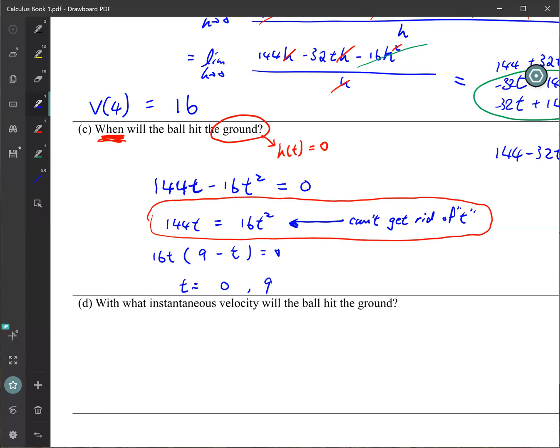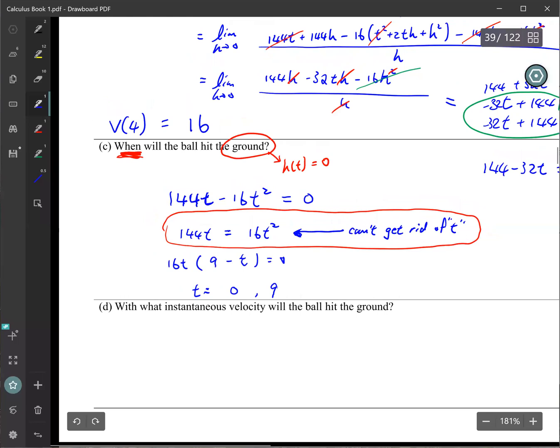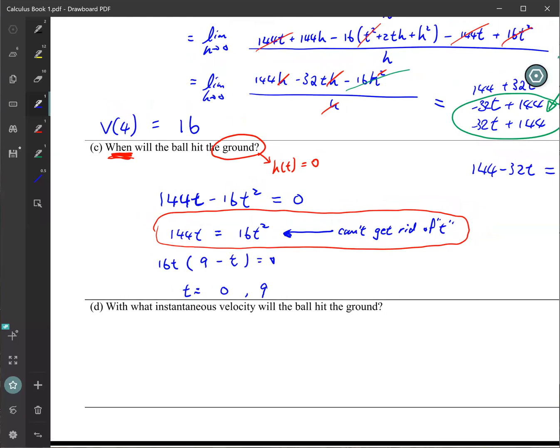And then it goes up and it will hit the ground again 9 seconds later. Okay, so we have 2 moments, right? But because it's asking when it hits the ground, we only use t equal to 9. Okay, so 9 seconds.